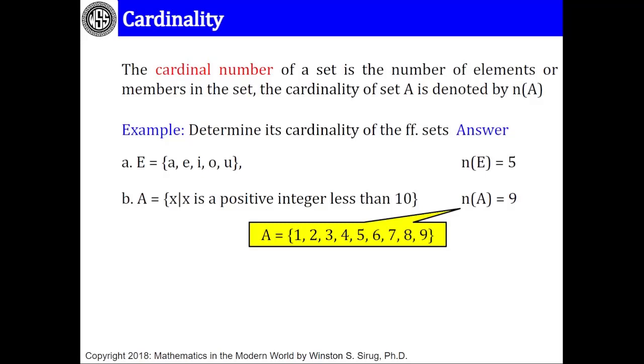So the cardinal number of a set is the number of elements. How many elements are inside the set? We have E is equal to A, E, I, O, U. If we count, we have 1, 2, 3, 4, 5. So then the number of elements in E is equal to 5. Then we have A is equal to x such that x is a positive integer less than 10. So, positive integers less than 10. We have A is equal to the set of 1, 2, 3, 4, 5, 6, 7, 8, 9. And let's count: 1, 2, 3, 4, 5, 6, 7, 8, 9. We have the number of elements in A is equal to 9. So this is the cardinality or the cardinal number of a set.